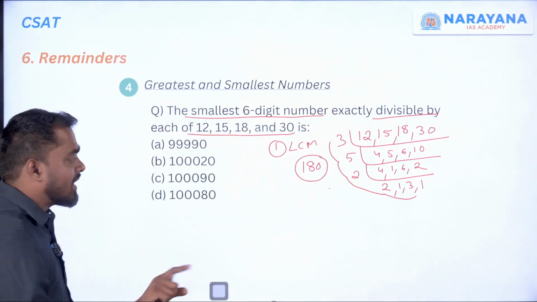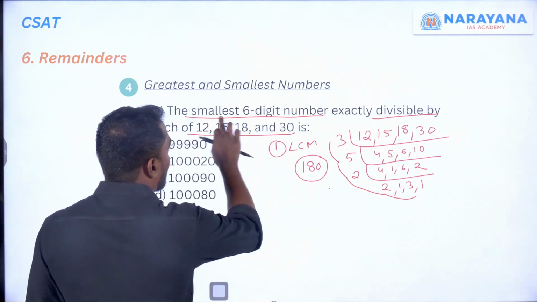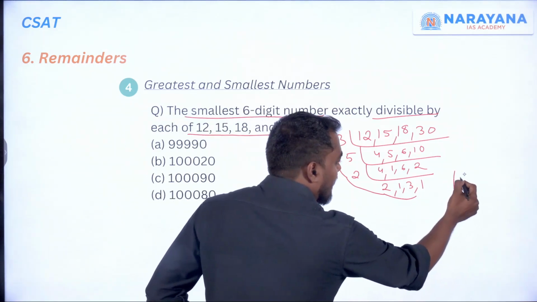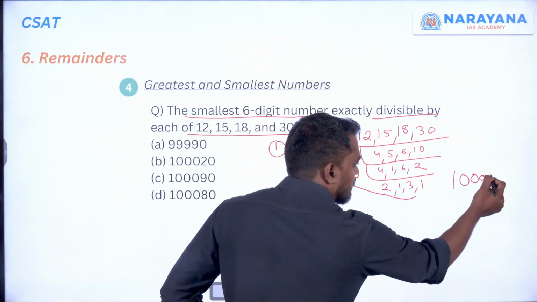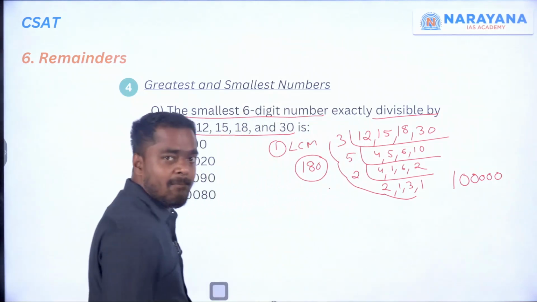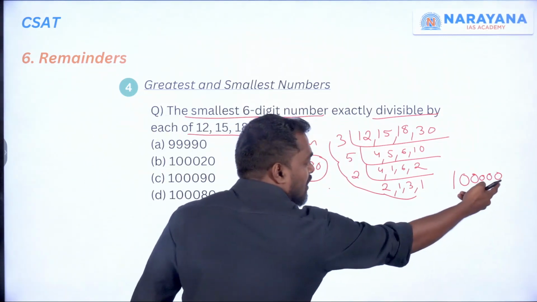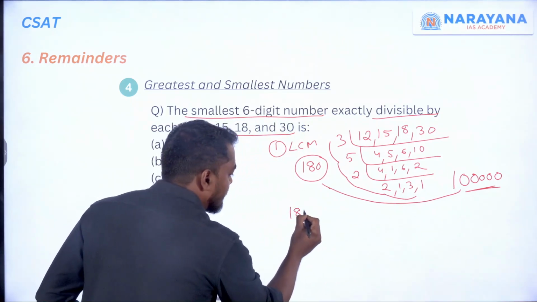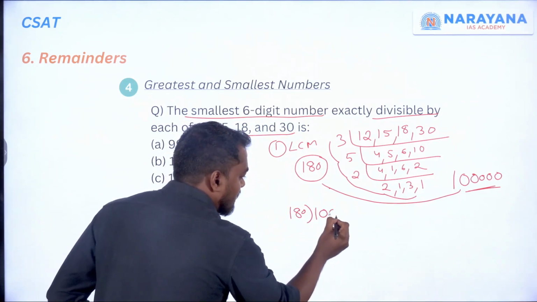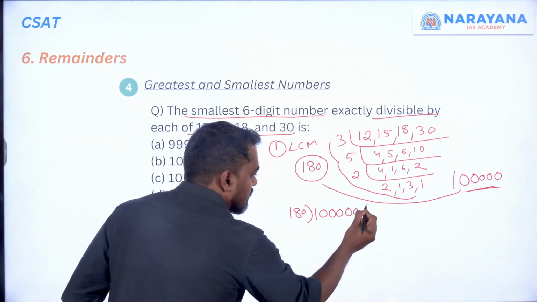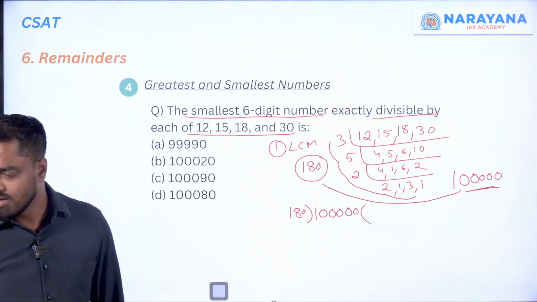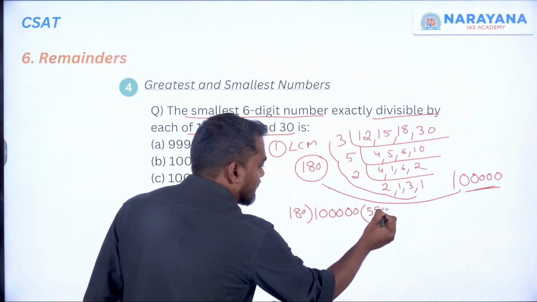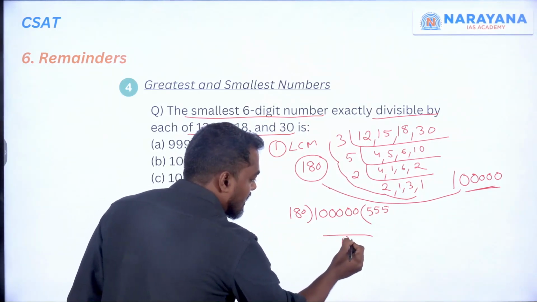Right? The next thing you have to do is, what is the smallest 6-digit number? 1 and 5 zeros. Now divide the smallest 6-digit number by this LCM. So 180, this 1 and 5 zeros. If you do this division, you will get 555, and the remainder is 100.